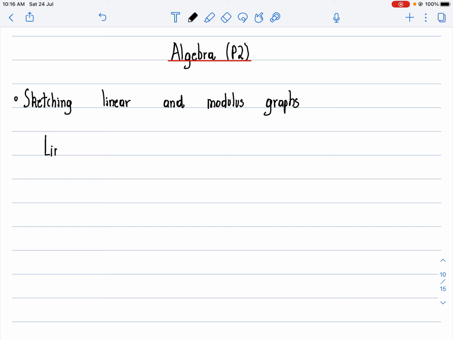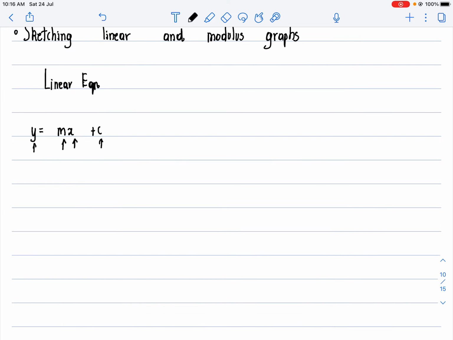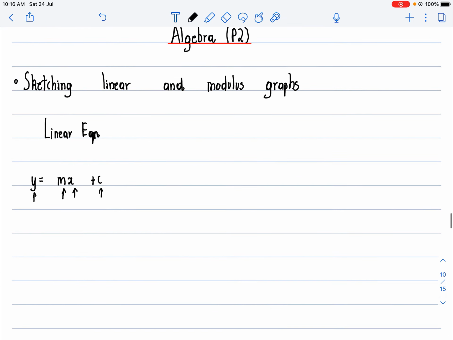Before graphing it out, you need to know what a linear equation is. Really simple. A linear equation has the form y equals mx plus c, where y is the y coordinate, m is the gradient, x is the x coordinate, and c is the y-intercept. This is a basic concept which we have learned. A linear equation will look something like y equals 5x plus 2. This is basically a linear equation.